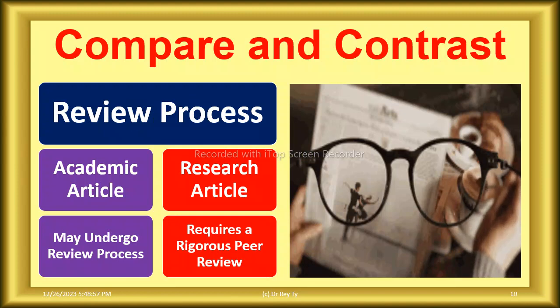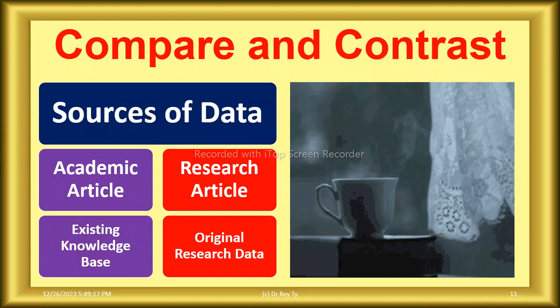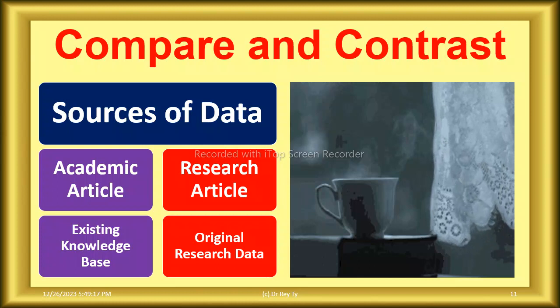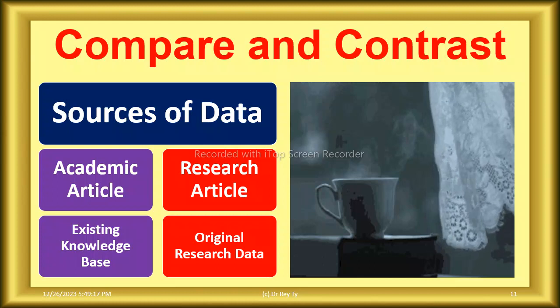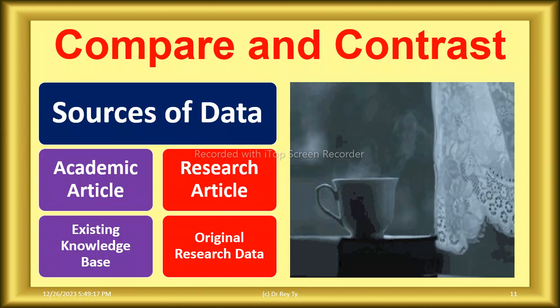And the review process for academic articles may be less stringent compared to research articles which require a robust peer review, a double, triple blind review. The sources of data for academic articles are existing documents, books, publications. On the other hand, research articles produce original research data.